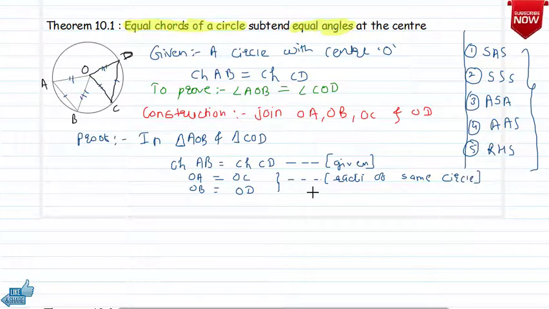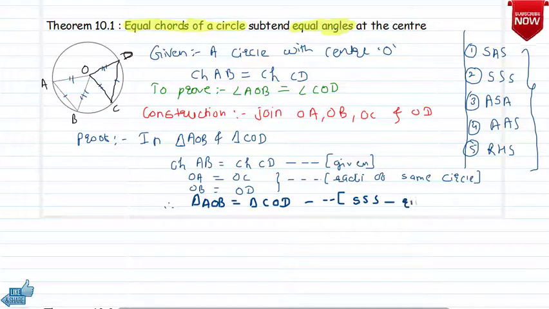So it means that, therefore, triangle AOB is congruent to triangle COD. By which congruency rule? By the SSS rule, or the SSS congruency rule.